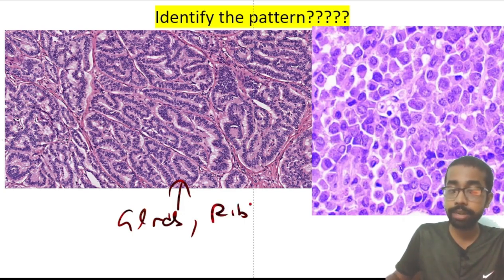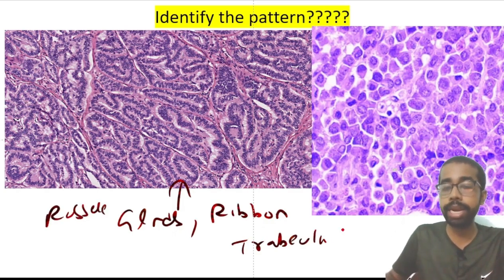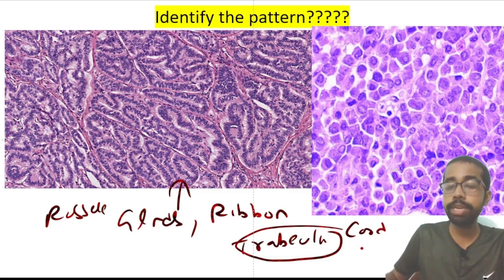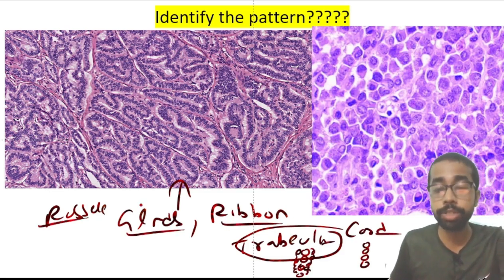You can get a ribbon-like pattern. You can get trabeculae, right? You can get rosettes. Hope you know the difference between trabeculae and cord. See, a cord is like a single row of cells, whereas trabeculae are multiple cords. If they are joining together, that's a trabeculae, right? So trabecular pattern, cord pattern, ribbon pattern, glandular pattern, rosetting also you can get.